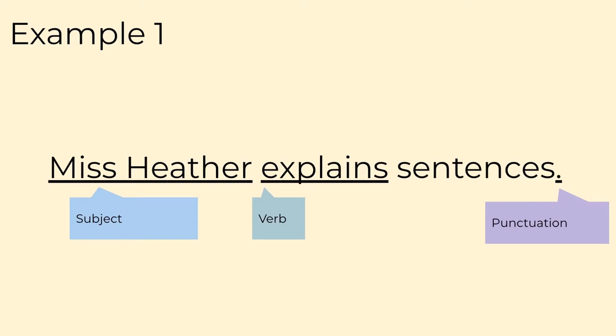Example 1, Miss Heather explains sentences. So Miss Heather is the subject. Explains is the verb, and the period mark at the end is the punctuation mark. So this is a complete sentence because it has all 5 of the things we talked about. It starts with a capital letter, it has a subject, it has a verb, it has a punctuation mark, and it is a complete thought because it tells you who the sentence is about and what they're doing.